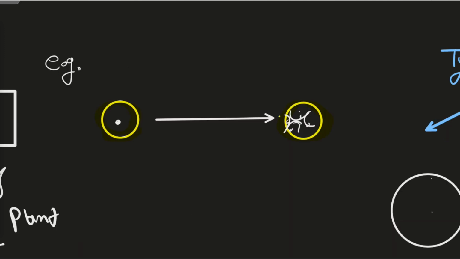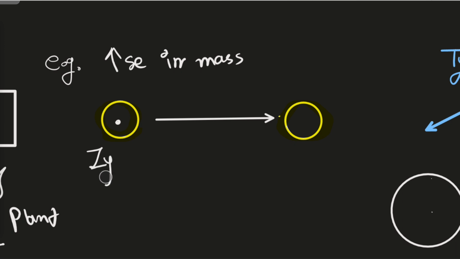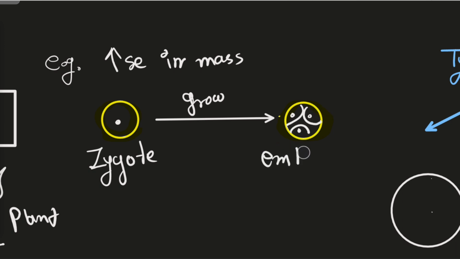Next is increase in mass. For this, we take a single celled zygote which grows to form multicellular embryo. This is increase in mass.